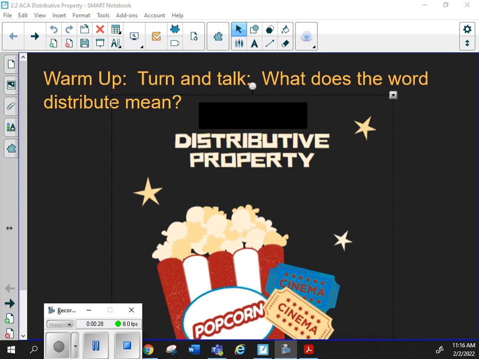The last 2 days we talked about 4 properties. Let's talk about what were those 4 properties. What was one of them? Identity. The identity properties, the inverse, right? The associative, Kyle, commutative, okay? So those are the 4 we talked about in the past. We have one more to add to it, which is the distributive property. It has to do with groups of things. It has to do with giving out things.